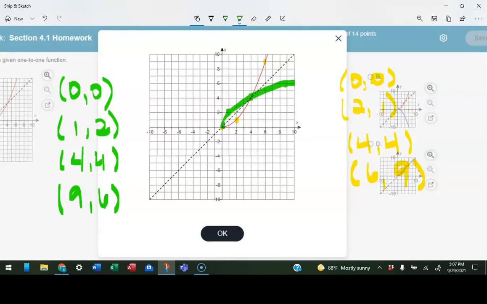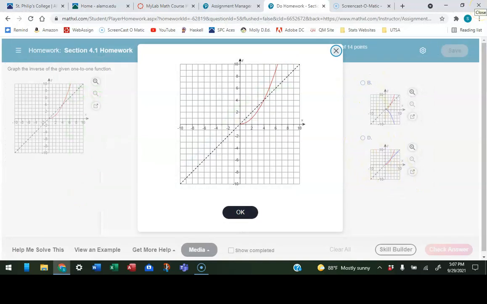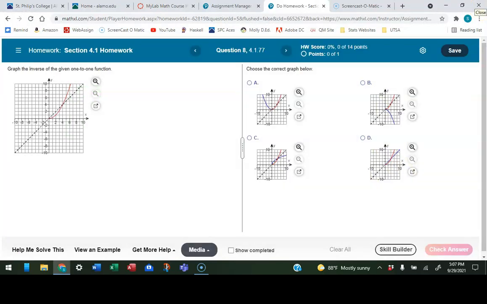So what I'm looking for is that shape. And now if you'll notice, it is symmetric across this line. So if I were to fold this on the line y equals x, those things would lay on top of one another. So now you can figure it out from there. All right, because only one of those looks like that.